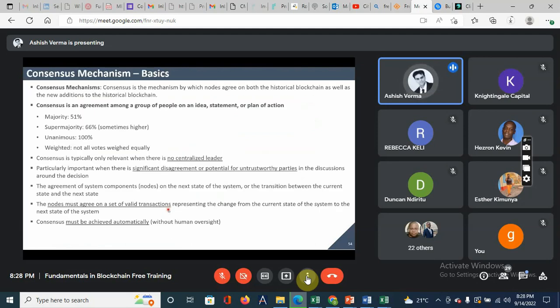The concept which we talked about yesterday was the consensus mechanism. So what exactly is happening during the mining. The consensus mechanism is the mechanism by which nodes agree on both the historical blockchain as well as the new addition to the historical blockchain. So let's go into more detail here. Consensus is an agreement among a group of people on an idea, statement, or plan of action. It can be a majority, like 51%. So if 51% of the nodes agree that the transaction is valid or correct, then the transaction will be added in the block. Otherwise, it will not be added.